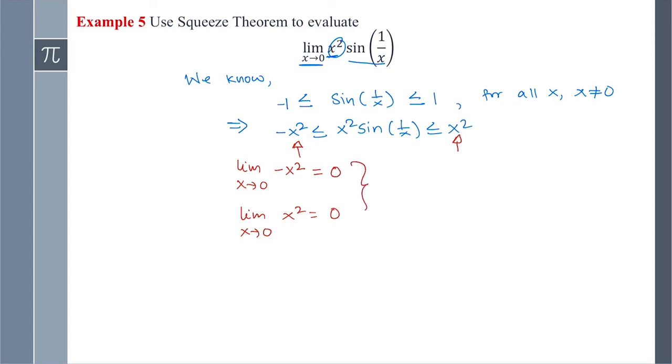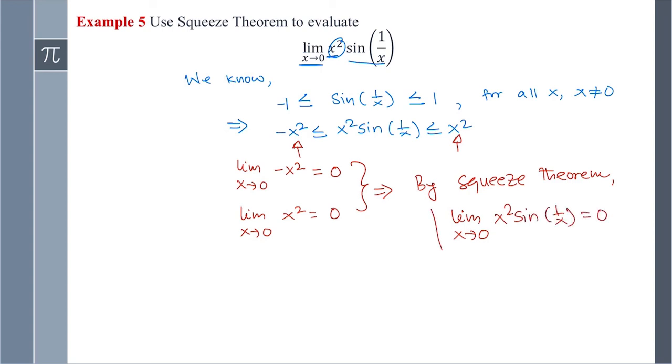So this implies by the squeeze theorem, we can write the limit as x approaches 0 of x squared times sine of 1 over x must be 0.